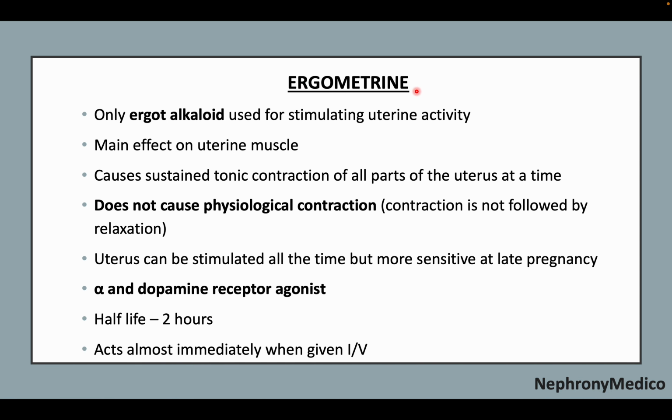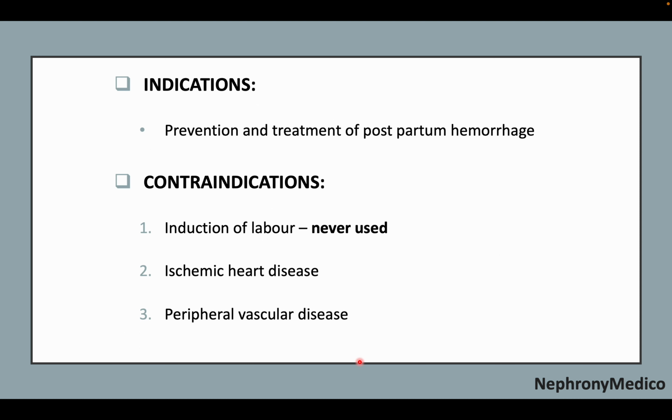Now, ergometrine. It is the only ergot alkaloid used for stimulating uterine activity. It has its main effect on uterine muscle and causes sustained tonic contraction of all parts of the uterus at a time and does not cause physiological contraction. The uterus can be stimulated all the time but is more sensitive in late pregnancy. It is an alpha and dopamine receptor agonist. It acts most immediately when given intravenously.